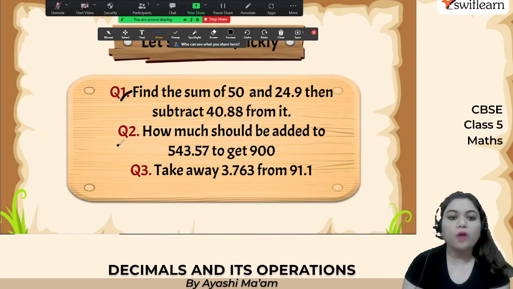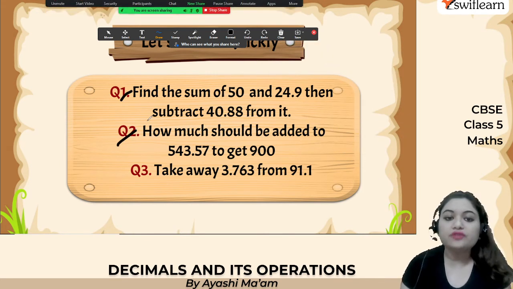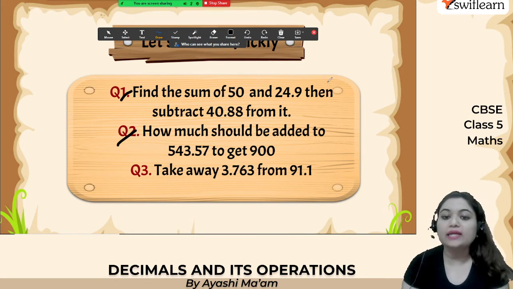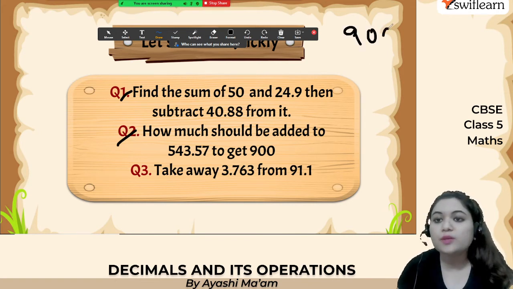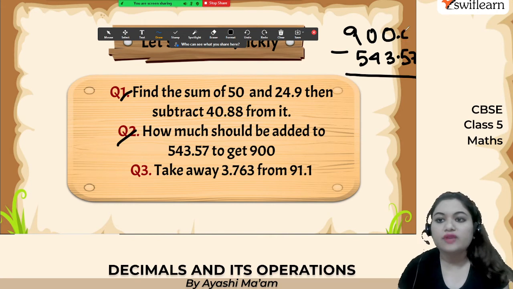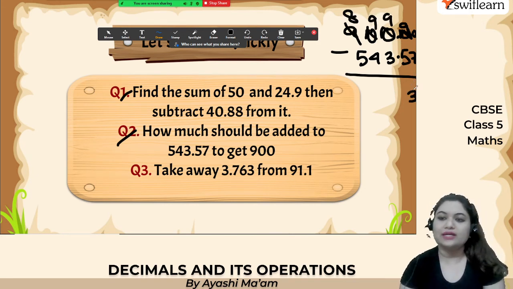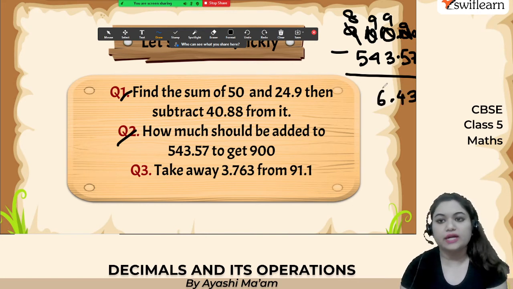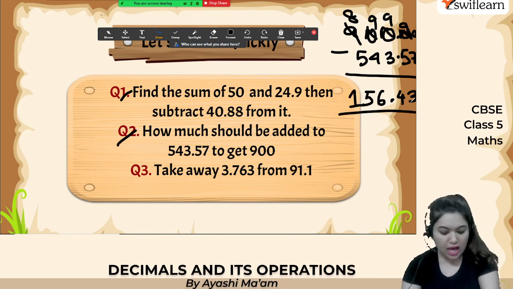Coming to our second problem, how much should be added to 543.57 to get 900? So what do you need to do? Simply you need to do 900 minus 543.57. Right? So here we have a 0, 0. So what will happen? Here we will get a 10 and a 9, 9, 9 and 8. So 10 minus 7, 3. 9 minus 5, you will get a 4. 9 minus 3, you will get a 6. Then you will get a 5 and 1.